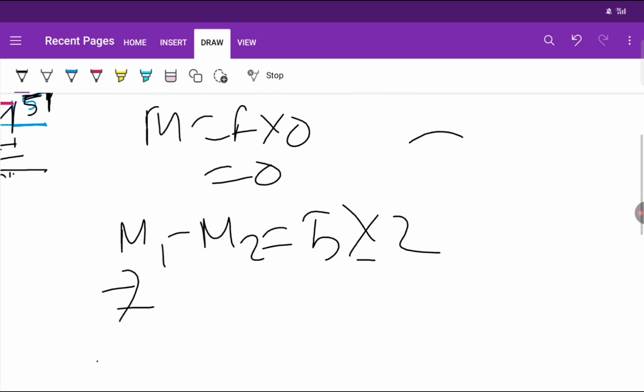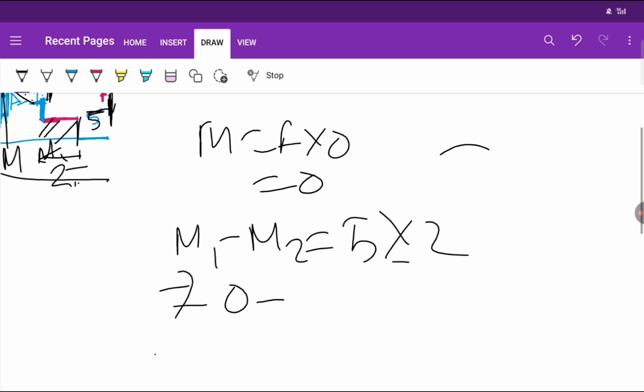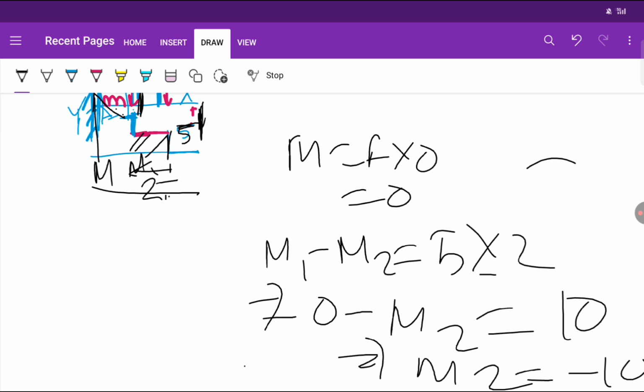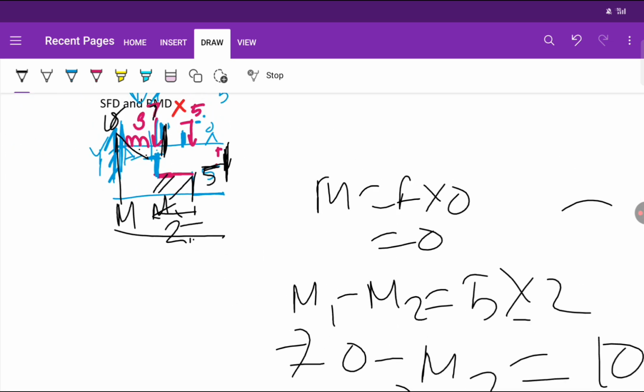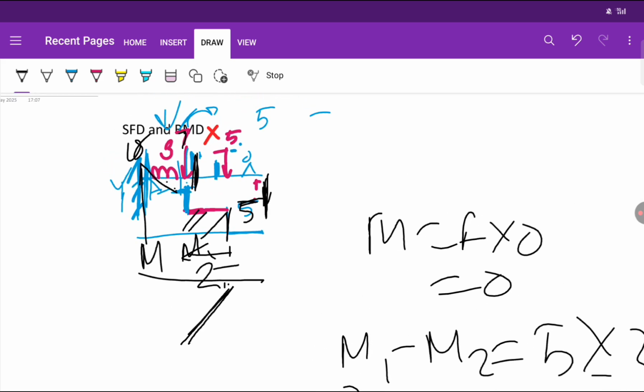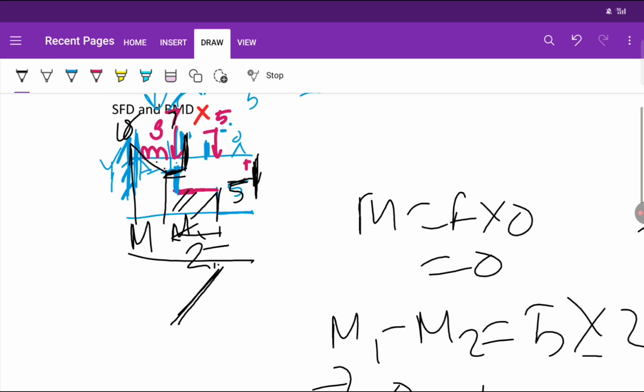So M1 is equal to 0 here, and M2, which we need to find, is 10, so M2 is equal to minus 10. The shear force diagram was a rectangle, so the bending moment will be a triangle. From here to here, we will consider this area. In this way you can calculate the bending moment from the shear force diagram.